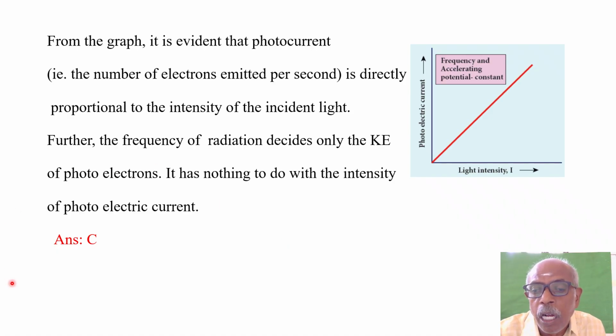So of the 4 options A, B, C and D, option C is the right answer. What is option C, sir? Only graph 1 is right. Okay, graph 1 is right.